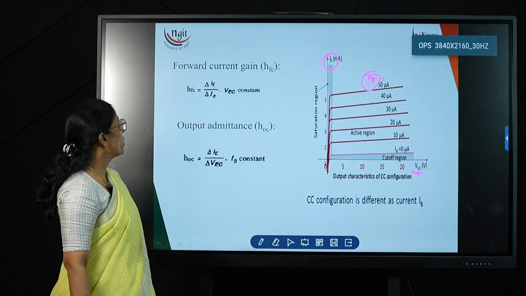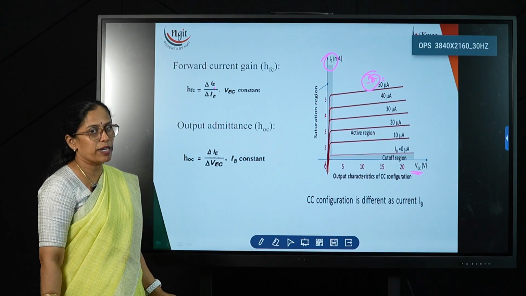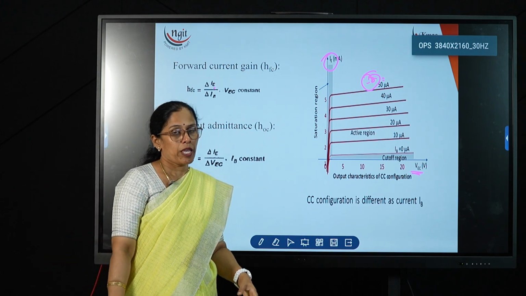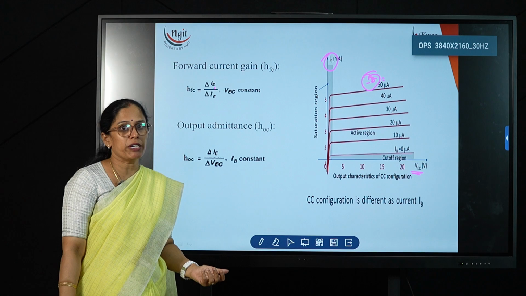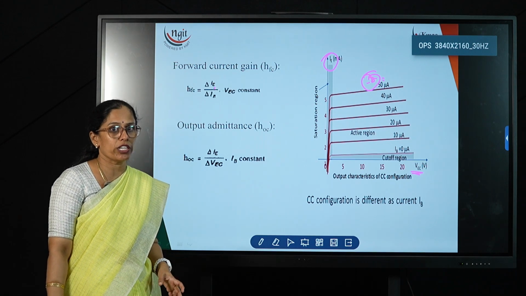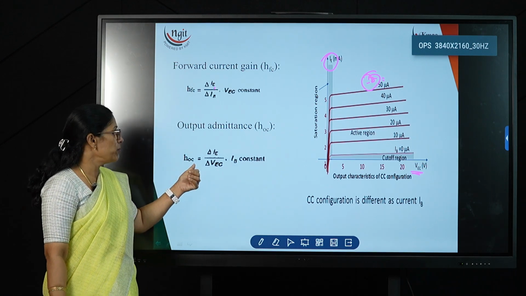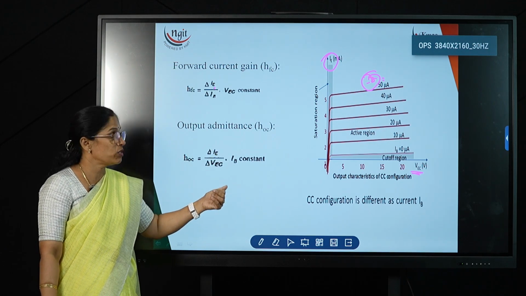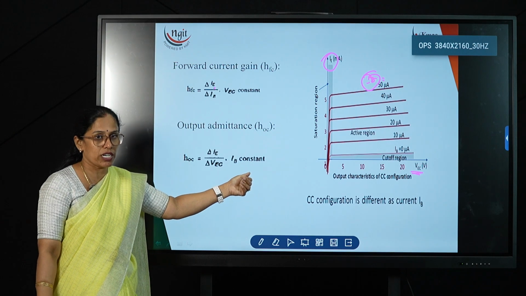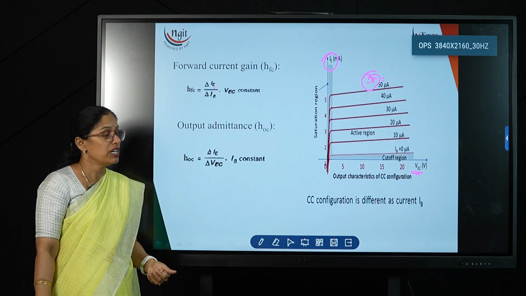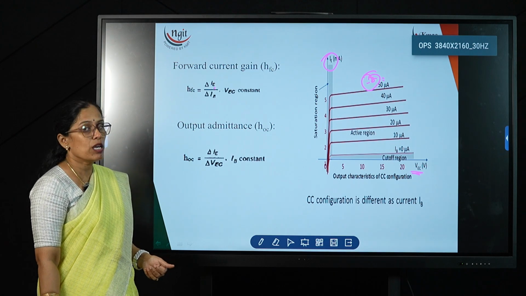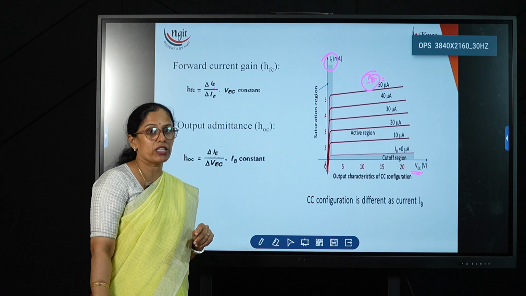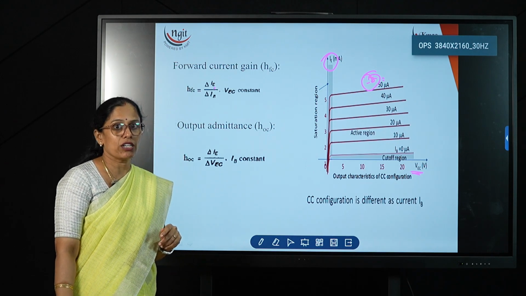So this is about the forward current gain. And output admittance. Admittance is the reciprocal of impedance. What is the formula for impedance? It is the ratio of voltage to current. Admittance means the ratio of current to voltage. Now here HOC is the ratio of change in output current to the change in output voltage by keeping the input current constant, that is delta IE by delta VEC keeping IB constant. These are the four H parameters for the CC, common collector configuration.